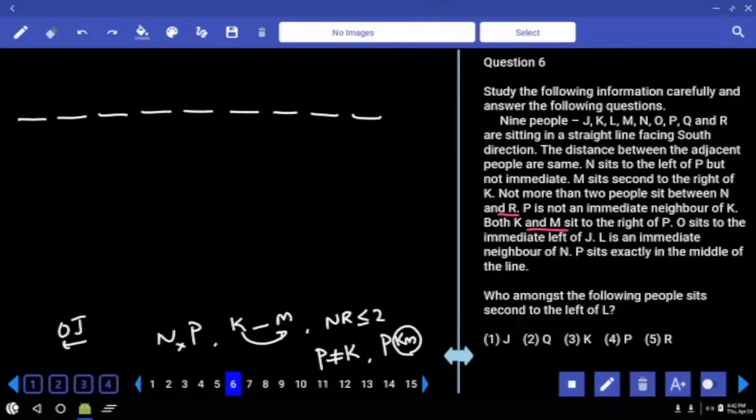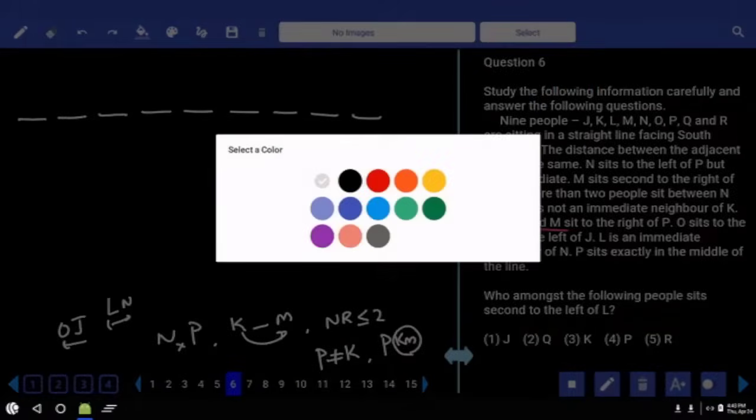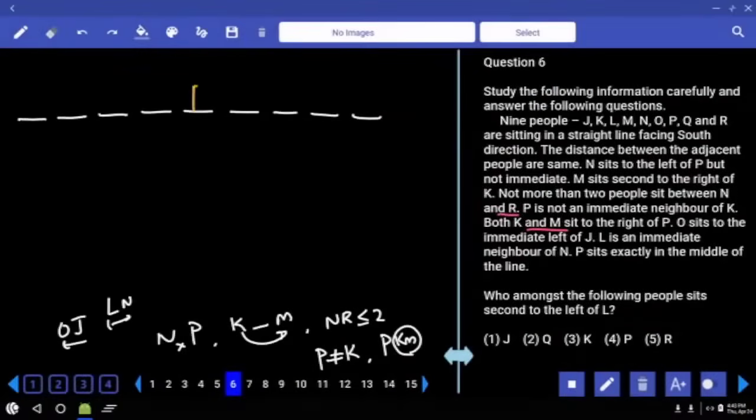L is a neighbor of N. Now L and N are adjacent to each other in any order. Then P sits exactly in the middle of the line. Now here we got the information. Where is P? P must be exactly at the middle of the line. Now we need to place L and N.